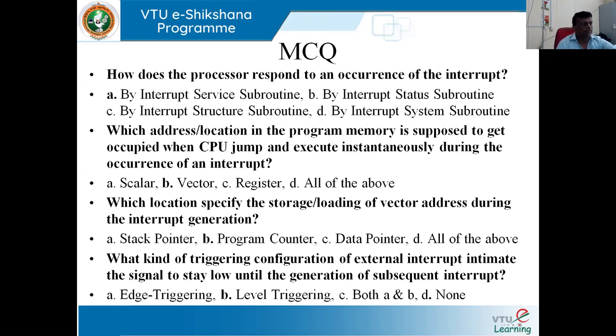And to conclude, let us have a look at a few multiple choice questions. Right. Look at the first question. How does the processor respond to an occurrence of the interrupt? Right. So there are four options given here: by interrupt service subroutine, by interrupt status subroutine, by interrupt structure subroutine, or by interrupt system subroutine.